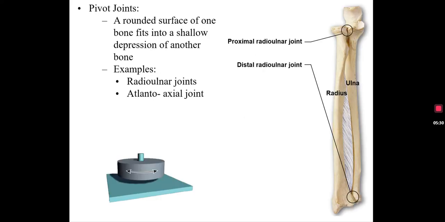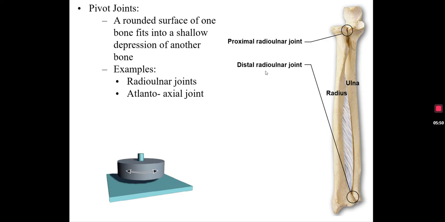Okay, so that's the second type. The third type is known as a pivot joint. This is also pretty easy. This is just turning. This is where the bone is allowed to turn. So here the rounded surface of one bone fits into the shallow depression of another bone. So we can see over here, a good example is the radio-ulnar joint.